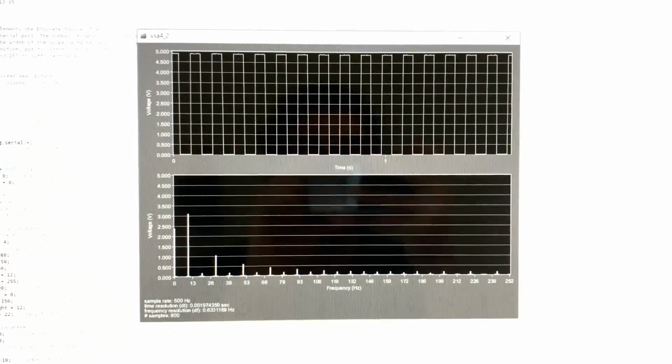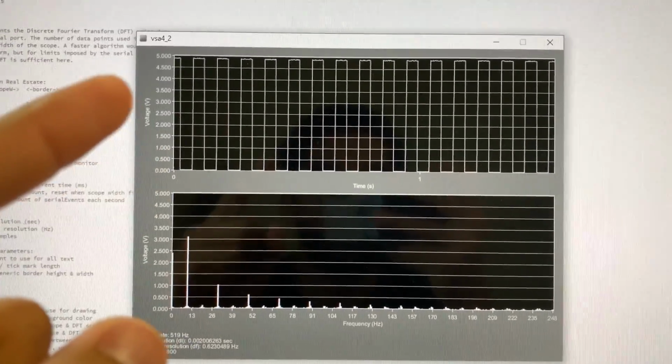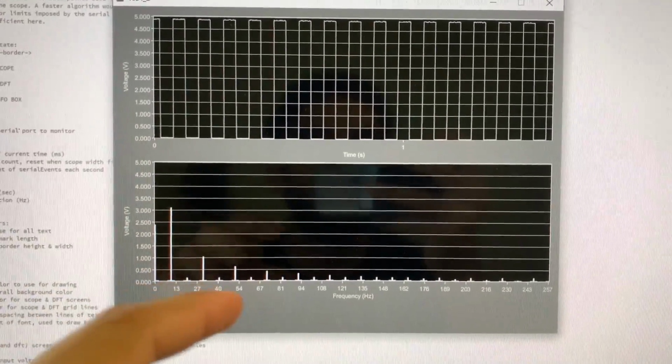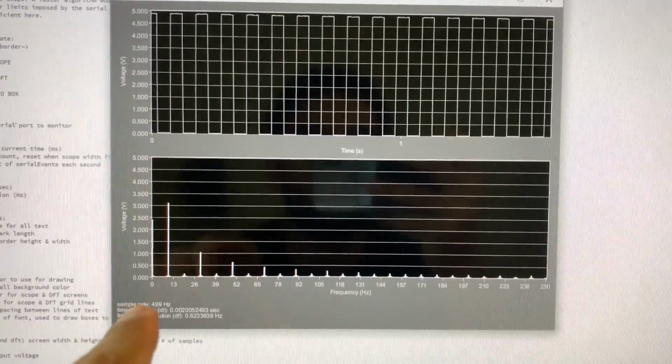And so if you plot it on the VSA, this is where you see the accurate square wave appear, ranging from 0 to 5 volts. And then you see all these different frequencies down here. This is because of the Fourier series.